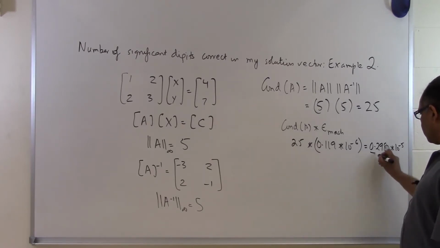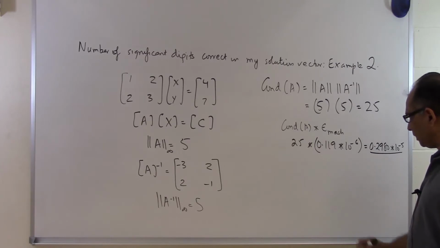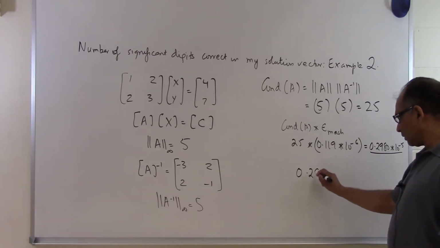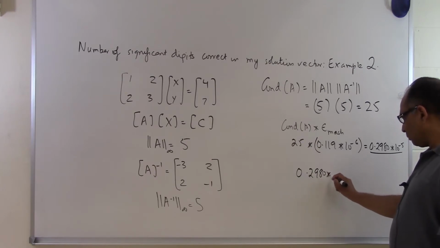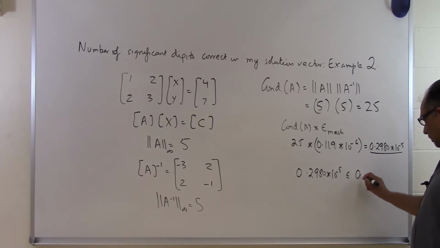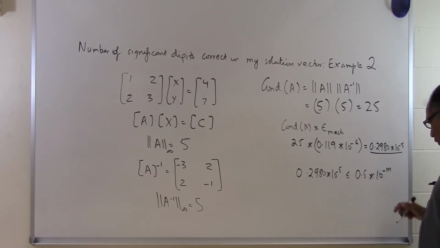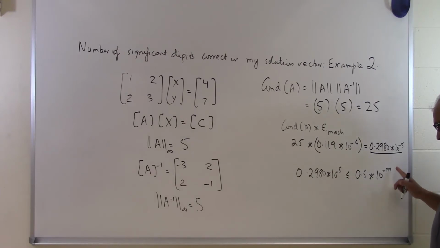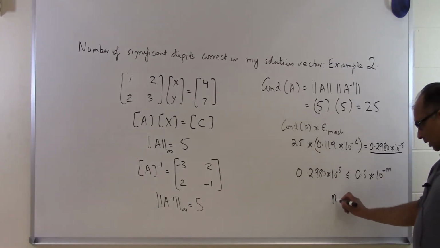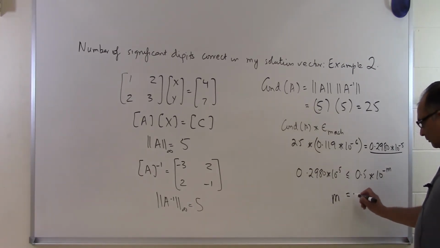So then we have to see how this number, which we get as the product of condition number and machine epsilon, compares with 0.5 times 10 to the power -m. So we're looking for the largest value of m, positive integer value of m, for which this inequality is true, and this turns out to be m is equal to 5.